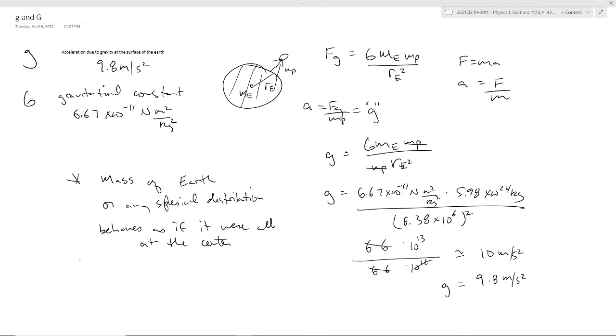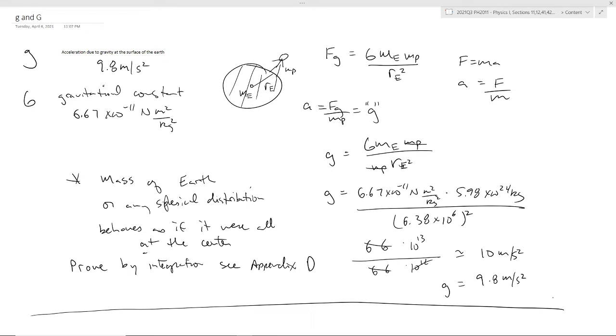And you can see there's an appendix actually in your book where they prove this for you. You prove it by an integration problem. And it's kind of an interesting problem because you have to do it in 3 dimensions. And this is in Appendix D if you're so interested. Okay, so this is sort of a little bit more detail on the connection between little g and big G.